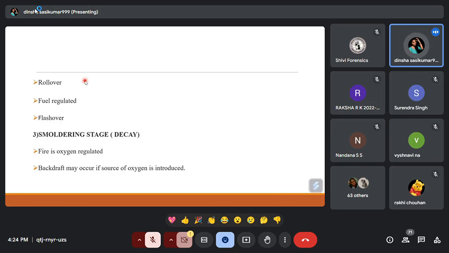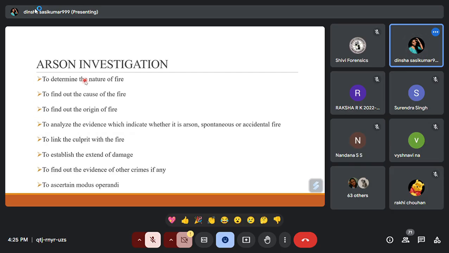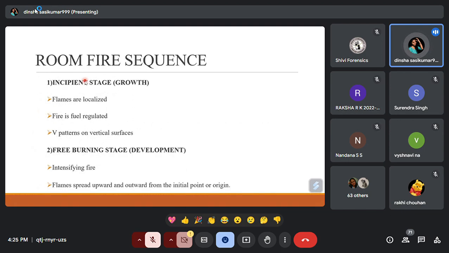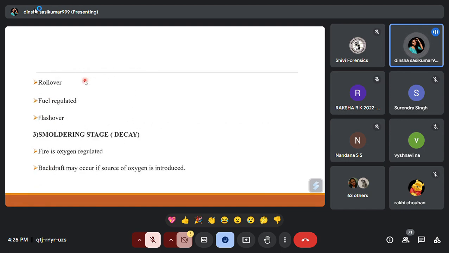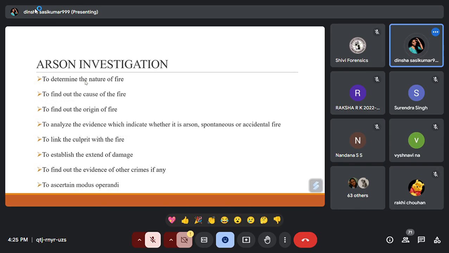So during firefighting, if the firefighters introduce some amount of oxygen, then there is a chance for simultaneous burning. Okay, so at this stage, there's a chance for occurrence of backdraft. So this is the smoldering stage or the decay stage. So these are the three stages of room fire. First one is the incipient stage, the second one is the free burning stage, and the third one is the smoldering stage.